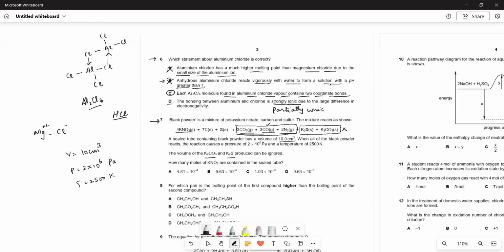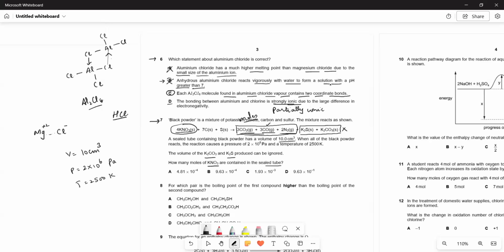That is the volume of these gases after the reaction. Now they are asking how many moles of potassium nitrate are produced in the sealed tube. So they are asking about the moles of potassium nitrate. We can calculate the moles of potassium nitrate if we are able to find the moles of these gases. So how can we calculate the moles of these gases from this given data?